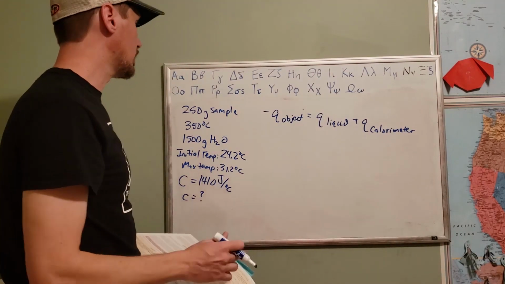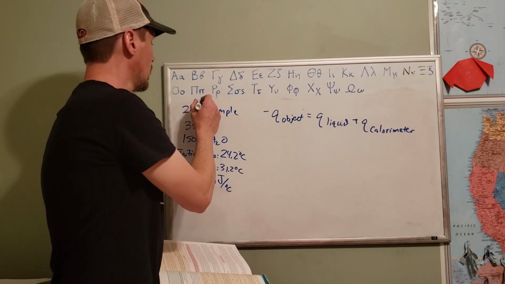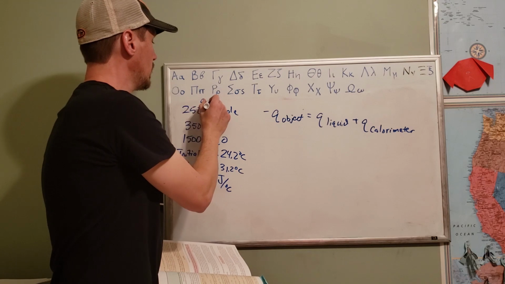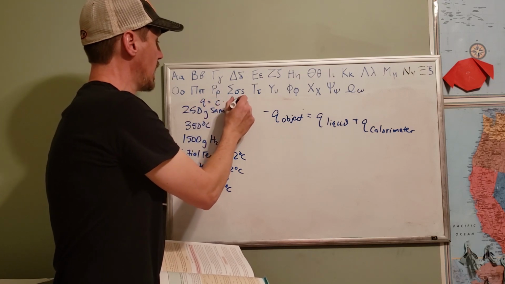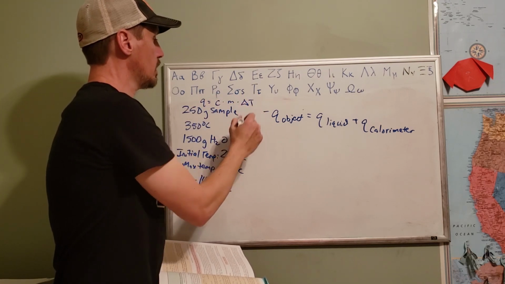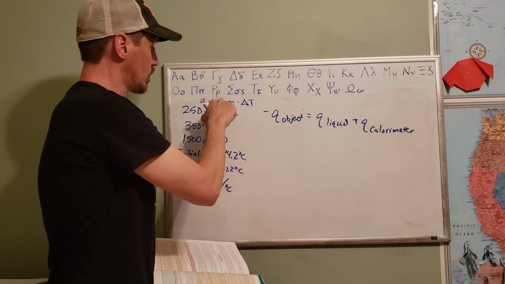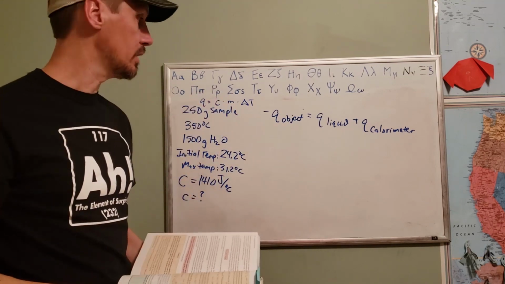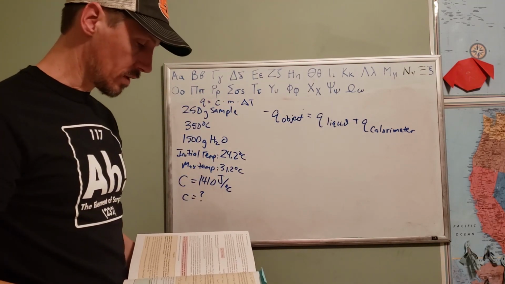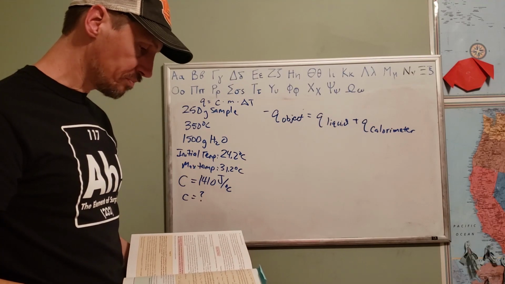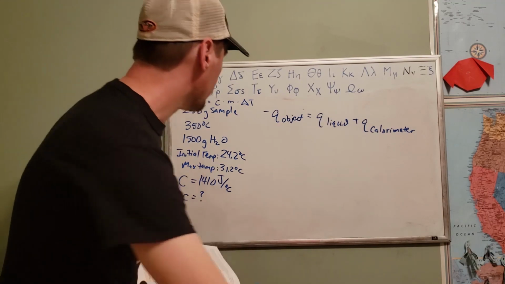And then we can use our formula, Q equals little c times mass times change in temp, to find out the specific heat capacity of the substance that we put in there. Okay, so let's see if we can track that down.